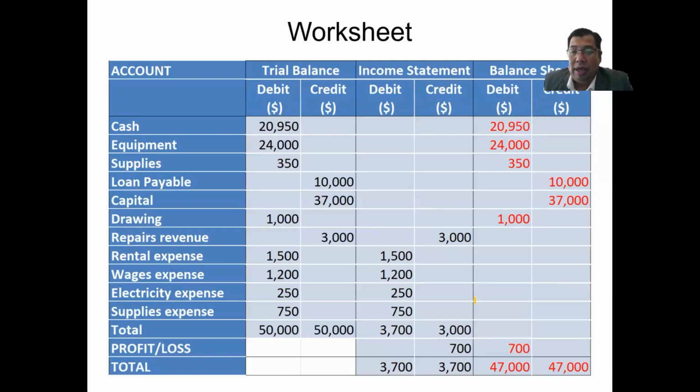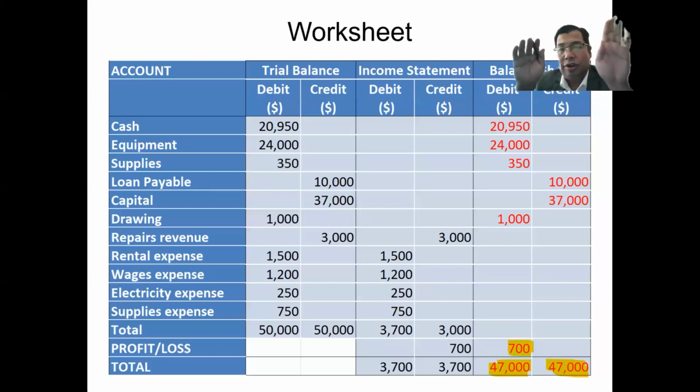Then, if we total your balance sheet now, the total debit is 47,000, whereas the total credit is also 47,000. This is what I mean by the loss there. So this is the balance sheet. Are you okay with this? So we have the trial balance. From the trial balance, we split into two columns: one is the income statement, another one is for the balance sheet.